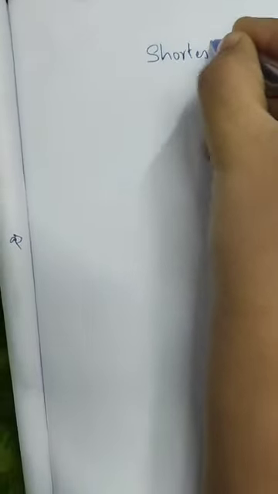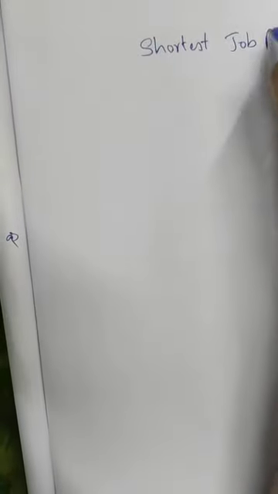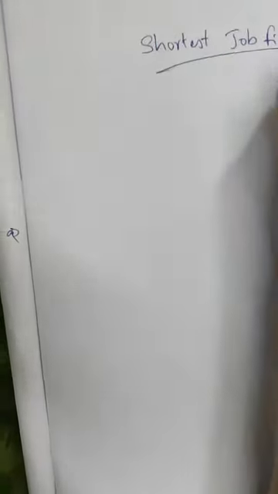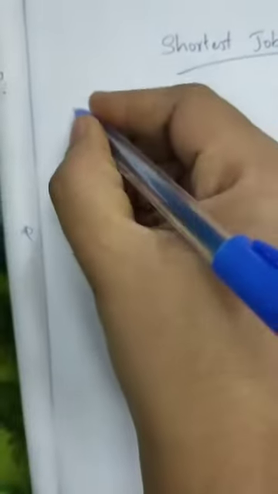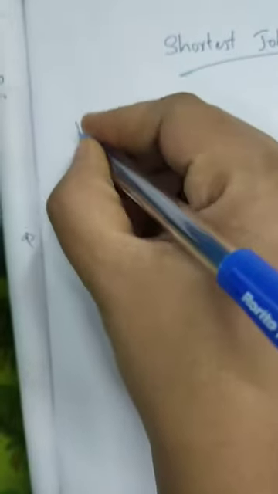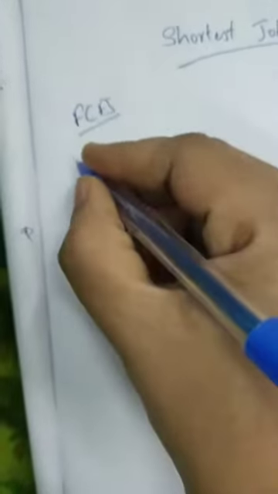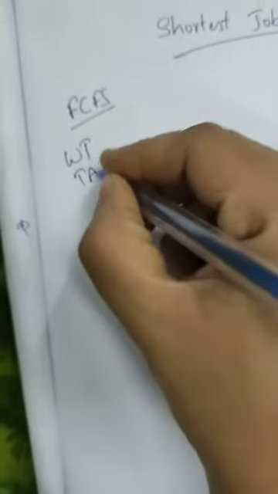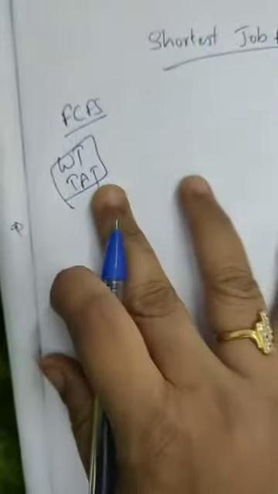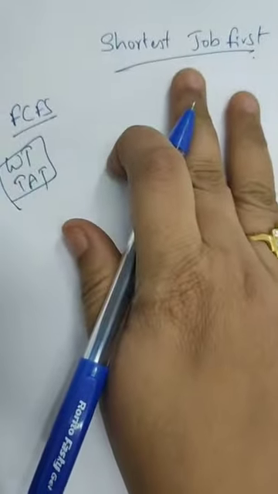So today is the shortest job first scheduling algorithm. We are going to discuss that. The basic disadvantage we faced in the last class with first come first serve is that the waiting time and the turnaround time are very high. So to reduce that, we are going for shortest job first.